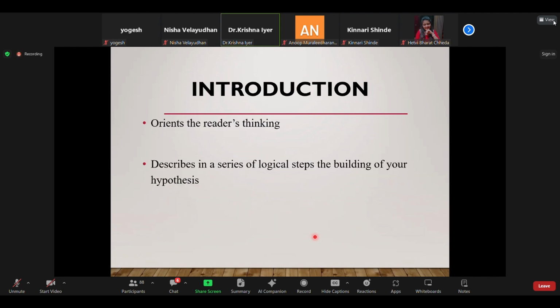Okay, so title, author, abstract, and now the main paper starts. And the first section of the main paper is the introduction. And this is what will orient whoever is reading your article and their thought processes towards what is going to come later. Okay, and at this part, you are also going to, in a sense, talk about all the logical steps that you have taken towards building your hypothesis and the need for doing this study that you are writing up about.